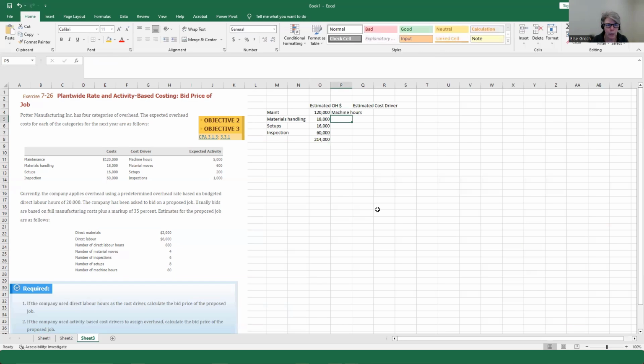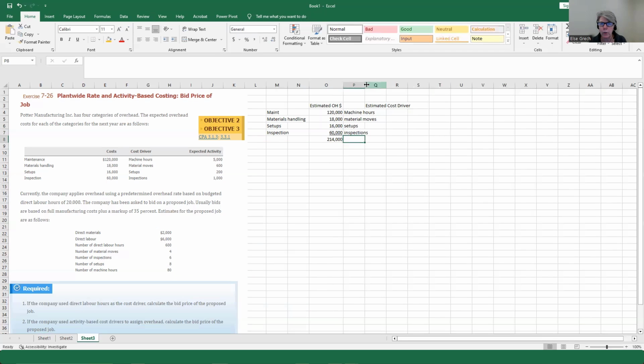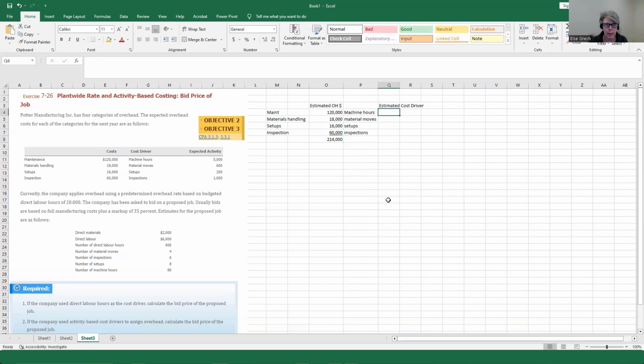Okay, so now what drivers? Machine hours, material moves, setups, and this one is inspections. Perfect. So now we've got dollars, we've got the driver, and what's the estimated? 5,000 machine hours, 600 moves, 200 setups, and 1,000 inspections.